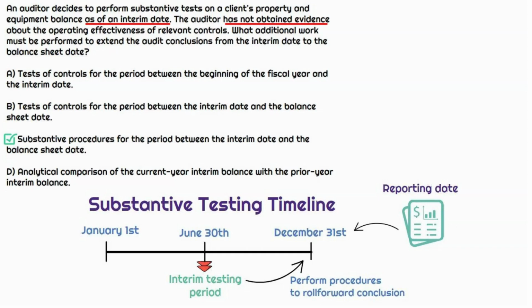So all we need to remember is that at some point, we need to perform some procedures to roll forward our audit conclusion from that interim date to the conclusion date. We cannot just leave that and assume that the balance and the conclusions we reach as of the interim date are still correct, because it's going to change, right? That's the reality. So keep that in mind, but that is the real world application of how we can understand what this question is asking about.